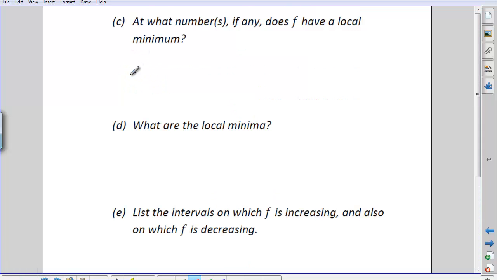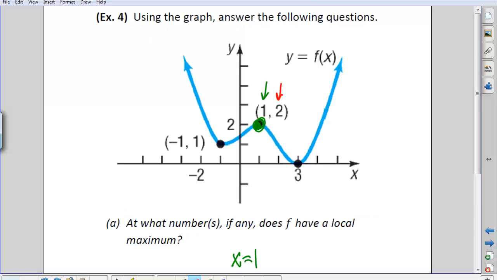Okay, what about a local minimum? Again, looking back at this graph, where do we have a minimum? That would be this little valley here and this little valley here. Notice we have two local minima. The first one, where is it? It's at -1. The second one is at the x value 3.